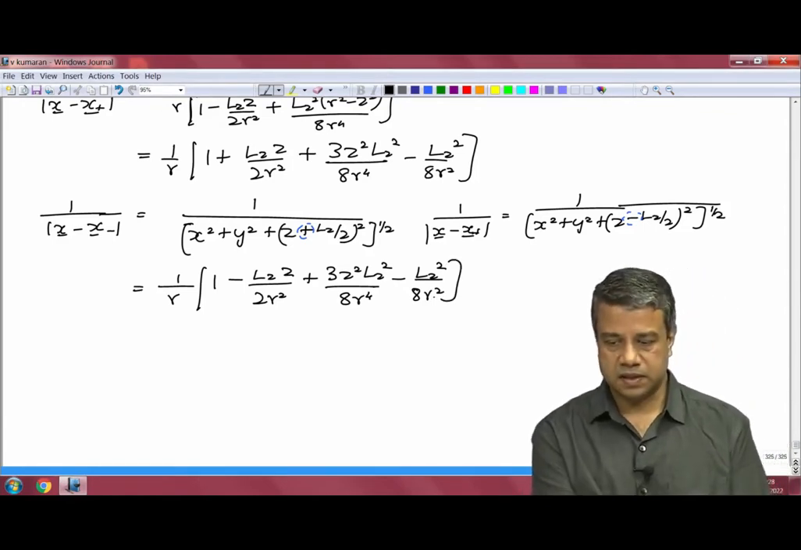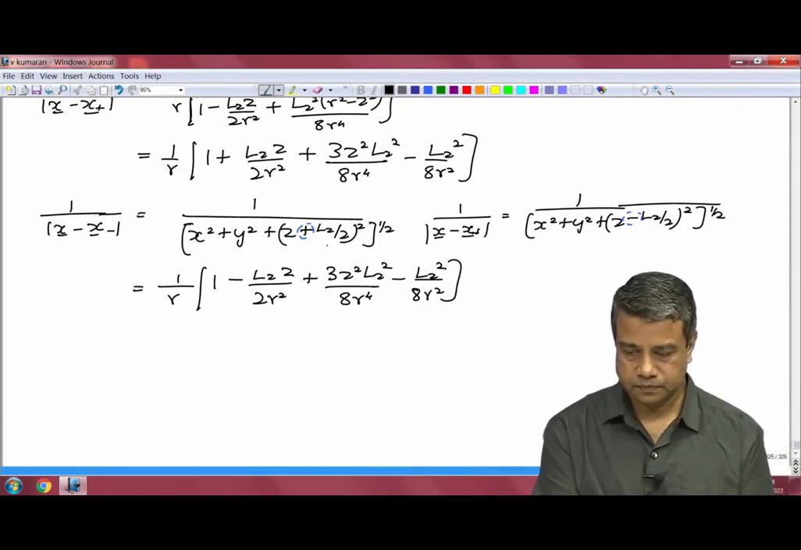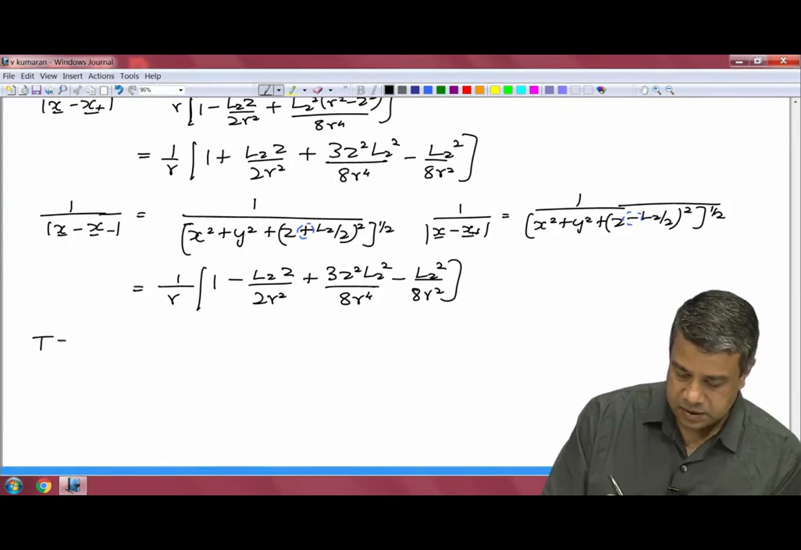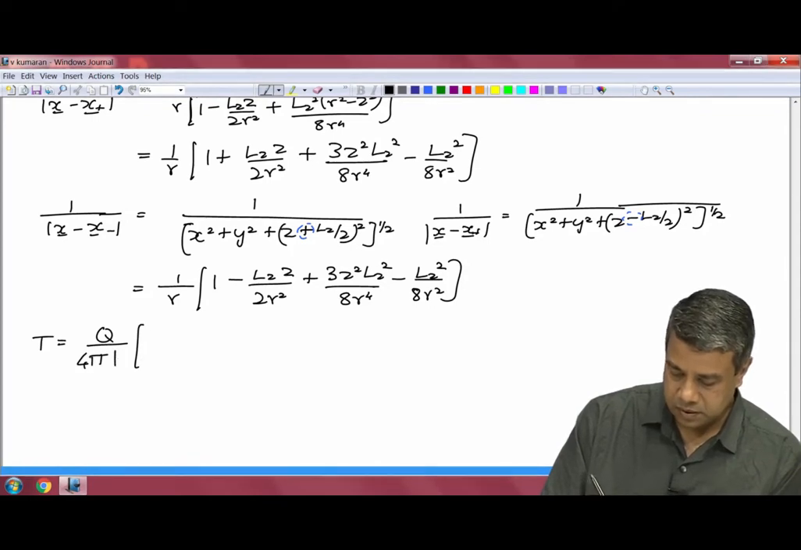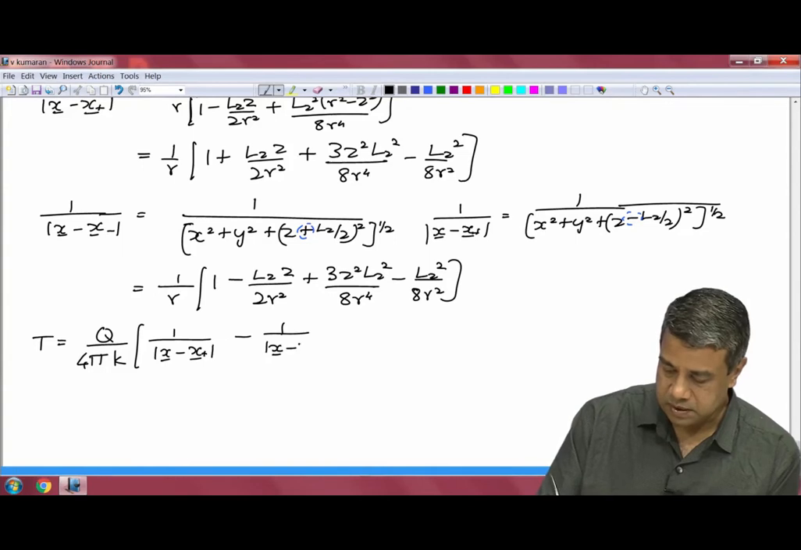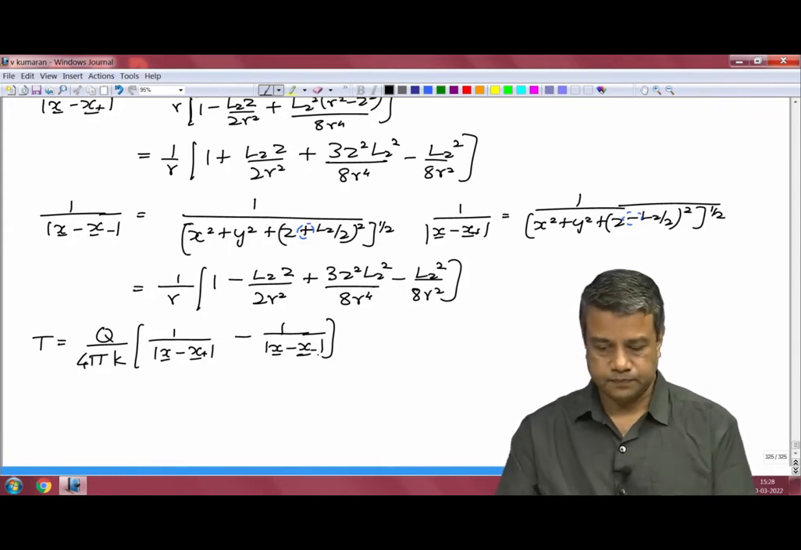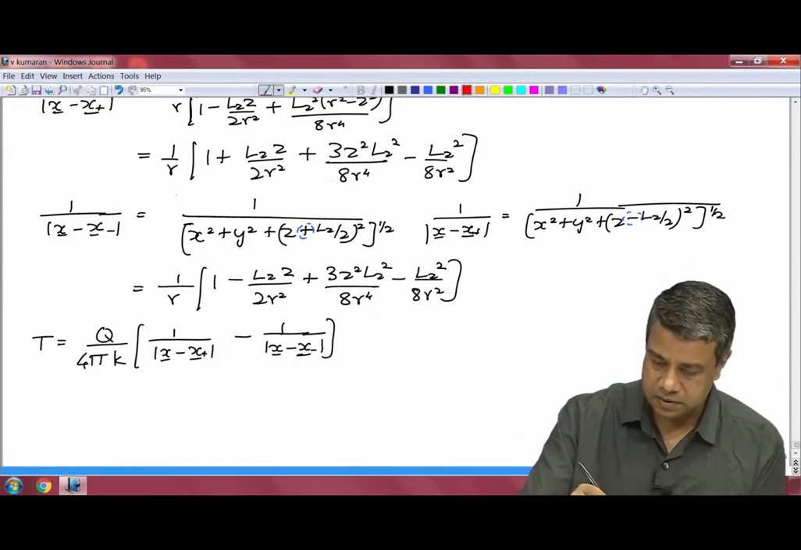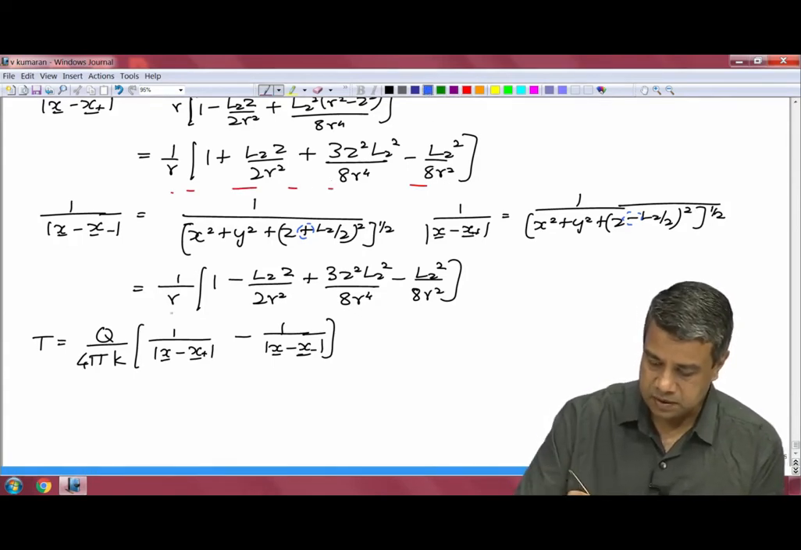The sign of Lz changes, that is the only difference. So, therefore, I can get the temperature field. T is equal to q by 4 pi k into 1 over |x - x+| minus 1 over |x - x-|. So, therefore, I take this first term here, the source term, and I subtract out the sink term.